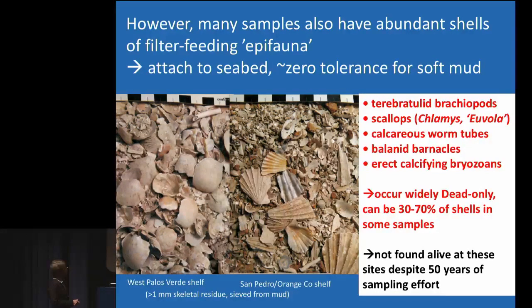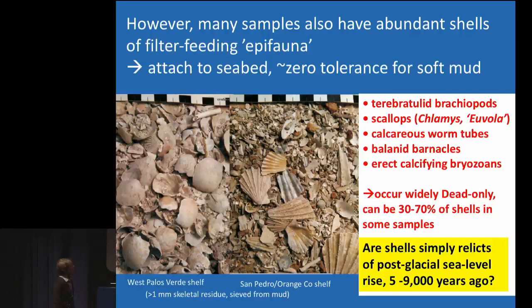These were things like pterobranchiolid brachiopods, which every Paleozoic paleontologist adores. These were the clams of the Paleozoic. They're very unusual today. Two different kinds of large-bodied scallops, calcareous worm tubes, barnacles, various erect calcifying bryozoans, or these moss animals. And these didn't just occur a few places. They occurred widely as dead-only occurrences of these species. And as I said, they could be 30 to 70% of the shells. And so we were like, what is with this?